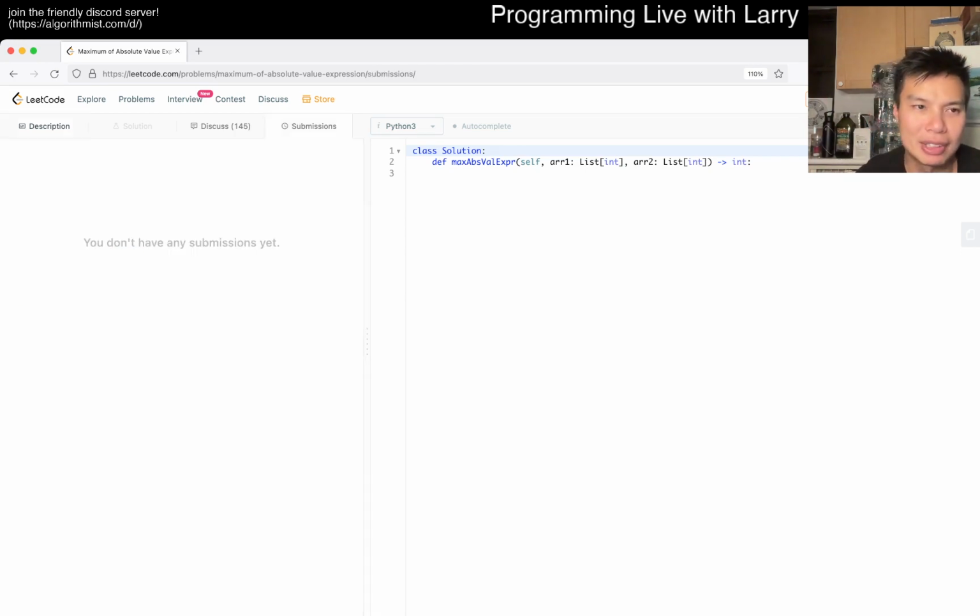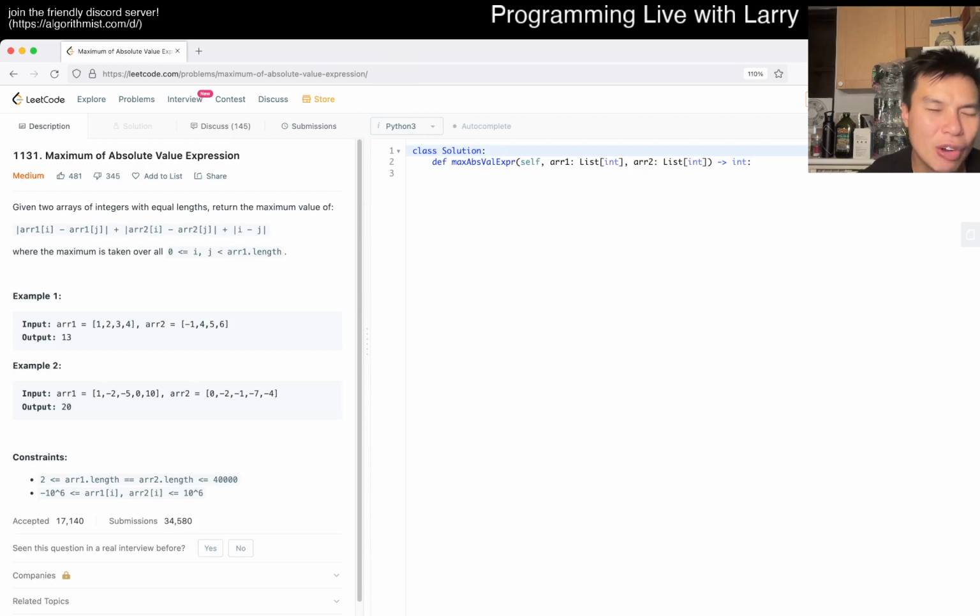Today's problem, and I haven't done it, yep, confirming, is 1131, maximum of absolute value expression. So given two arrays of integers of equal length, return the maximum value of this expression, where the maximum is taken over i and j.